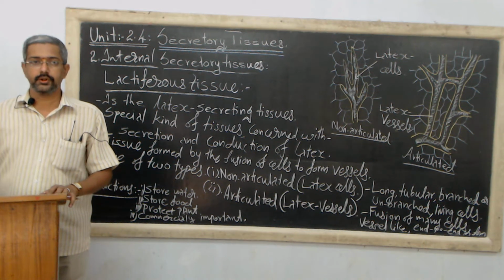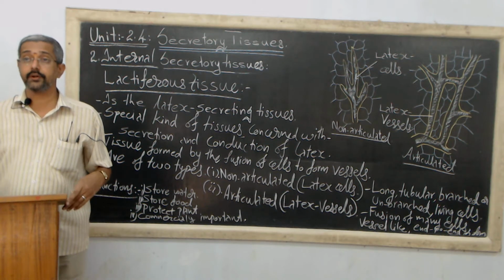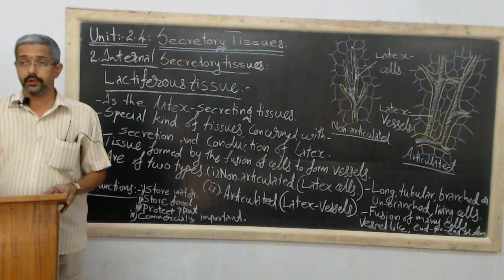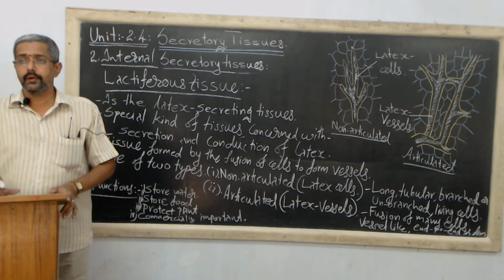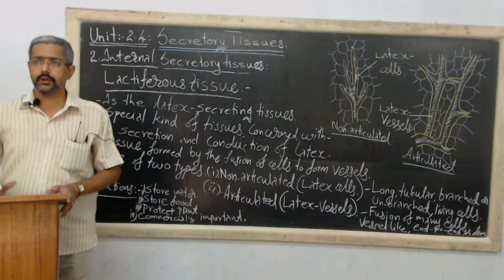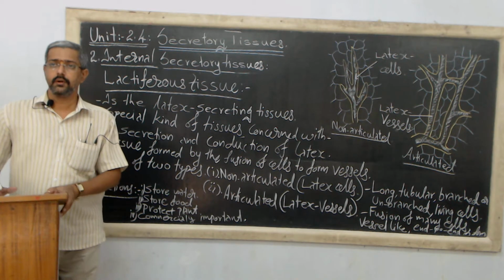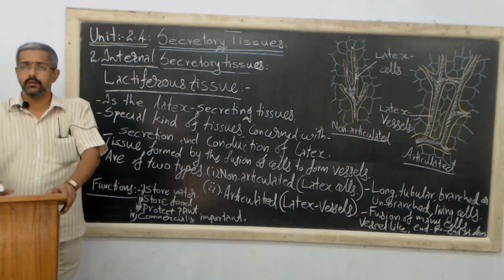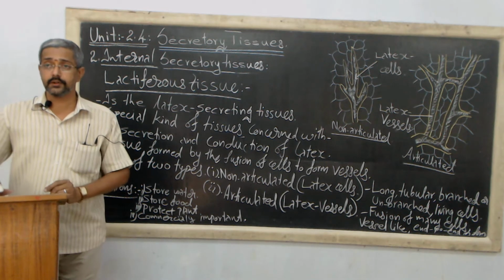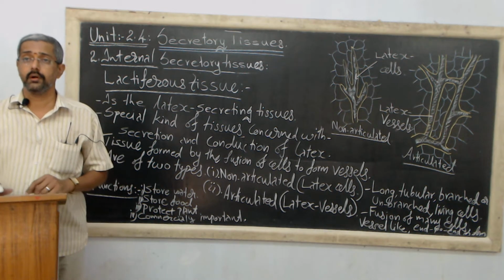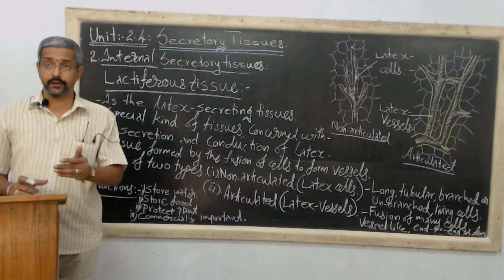Good morning. In this session, we are discussing the continuation of secretory tissues. Here, you can see the second secretory tissue is named internal secretory tissue. In the previous session, we understood that the first secretory tissue is external secretory tissue. They are glandular trichomes or stinging hairs, digestive glands, and the nectaries.